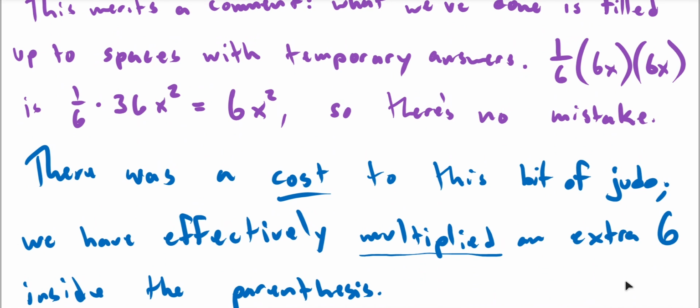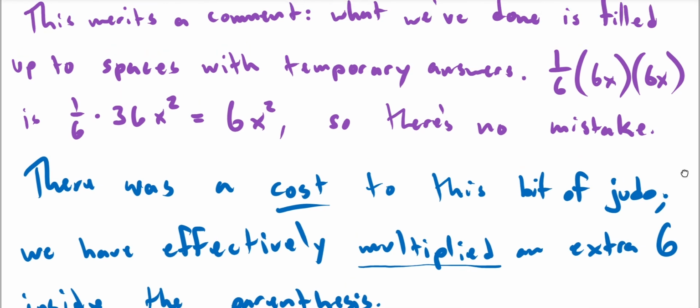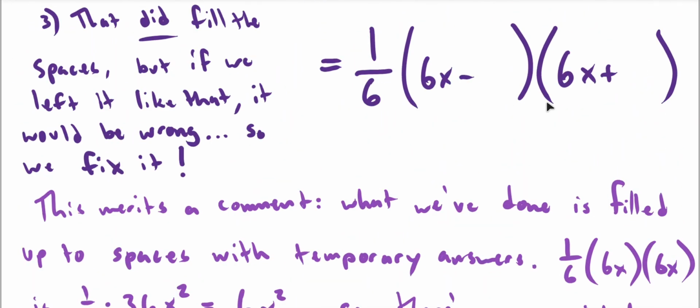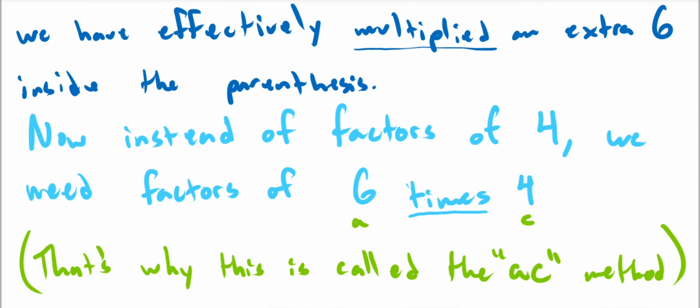What we had to do for this little bit of judo to work is we had to multiply, essentially, by an extra 6 inside the parentheses. You would agree there is an extra 6 inside this parentheses. Effectively what we've done is multiplied by an extra 6 within the parentheses. Now, what that means is instead of just looking at the factors of the last term, which was 4, we have to look at factors of 6 times 4 because we've multiplied by an extra 6. That's why this is called the AC method, because we're looking at the factors of A times C.